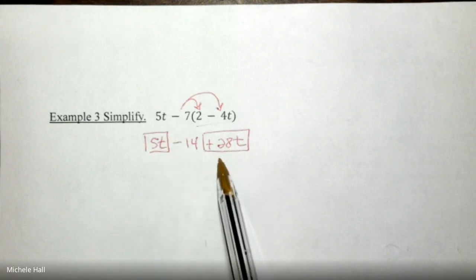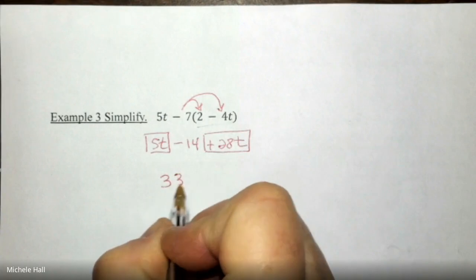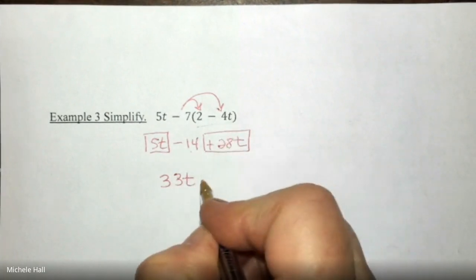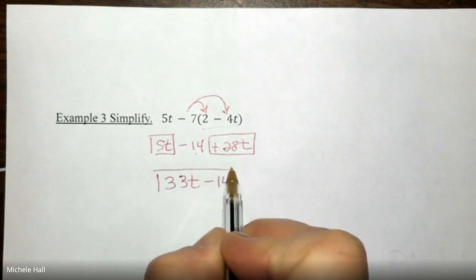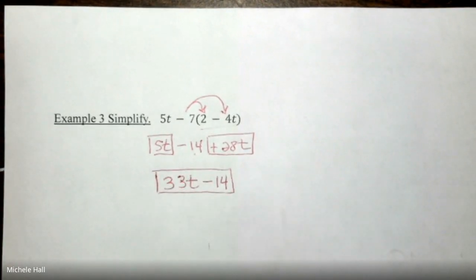I keep my sign with the term. 5t plus 28t is going to be 33t, and then I still have a minus 14. The constant goes at the end. I cannot combine and add and subtract variables with constants. Final answer, 33t minus 14.